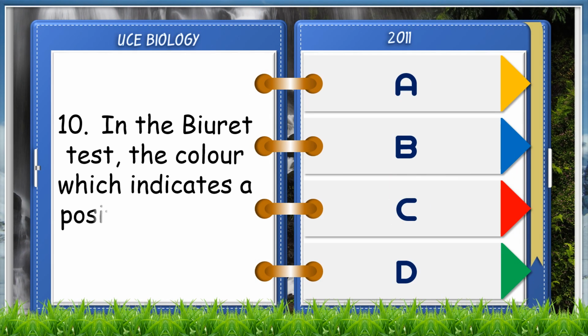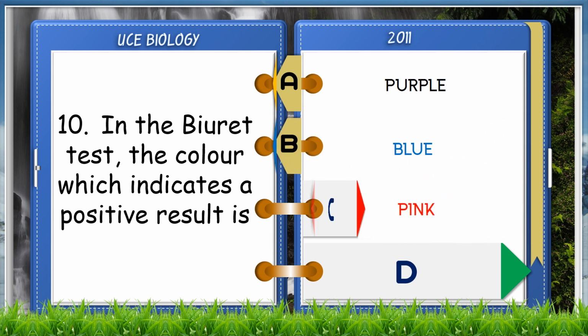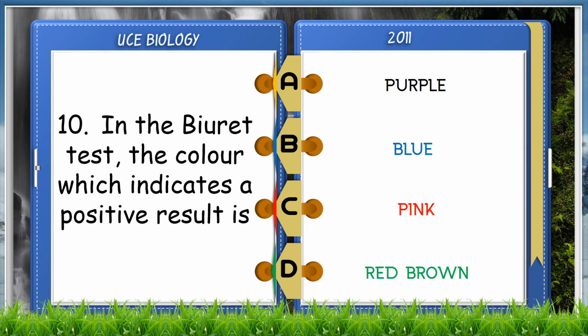In the Biuret test, the color which indicates a positive result is A. Purple. B. Blue. C. Pink. D. Red-brown. The answer is A. Purple.